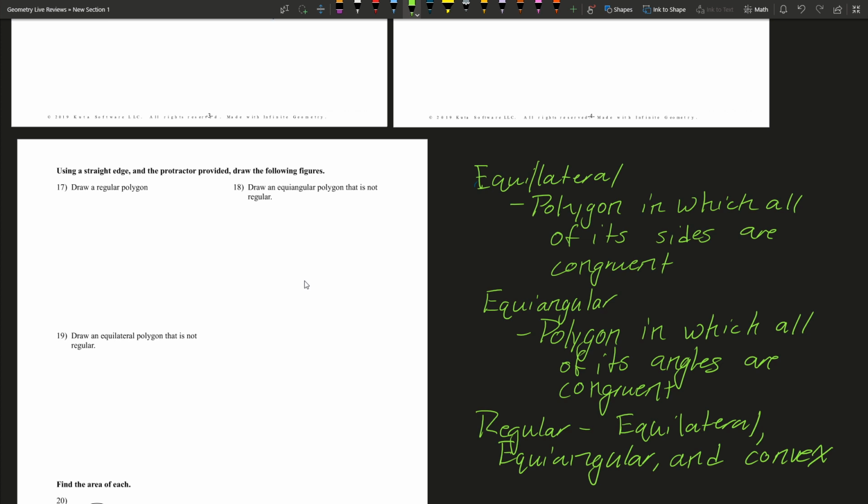Jacob, I will go back, but let me explain 17 to 19 first. For 17 to 19, again, you're going to have a protractor. So I expect these to be, again, somewhat mostly accurate.